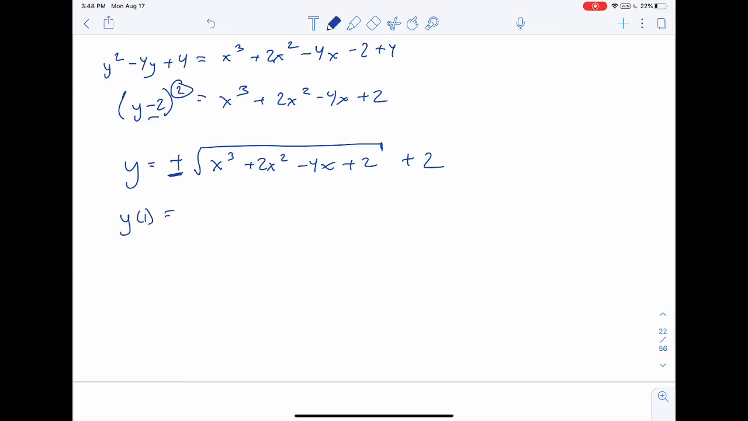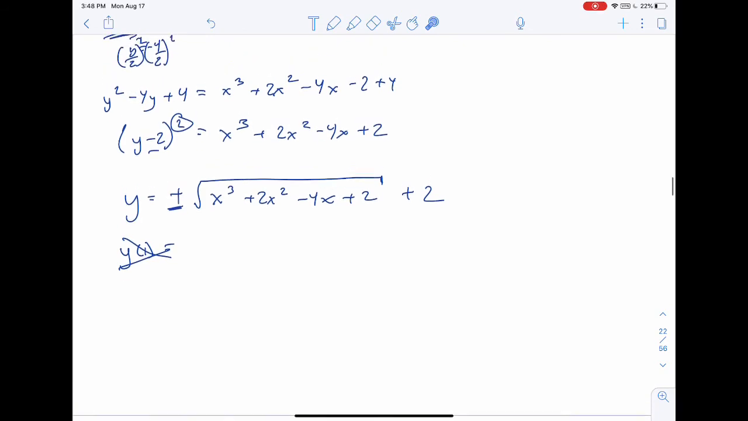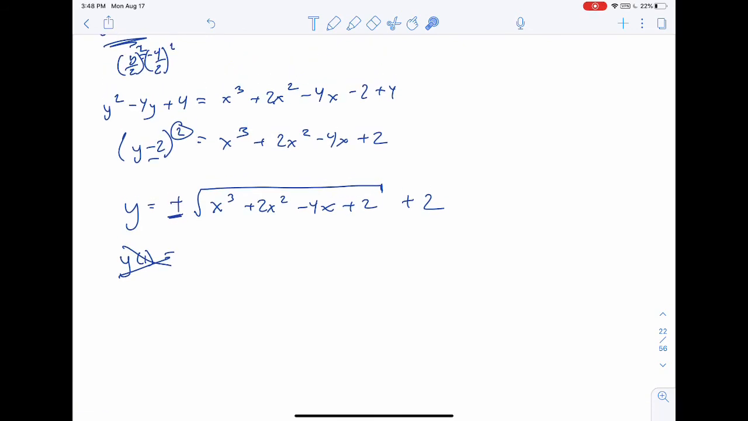Now, what are we going to do here? So I actually don't need to do anything. I can tell just by looking at it. So this whole root thing on the inside is going to give me a positive, and I'm going to add 2 to it, and it's supposed to give me 3. So can I take a positive number, make it negative, and add 2 and get 3? And the answer is no. Okay, it's got to be the plus.